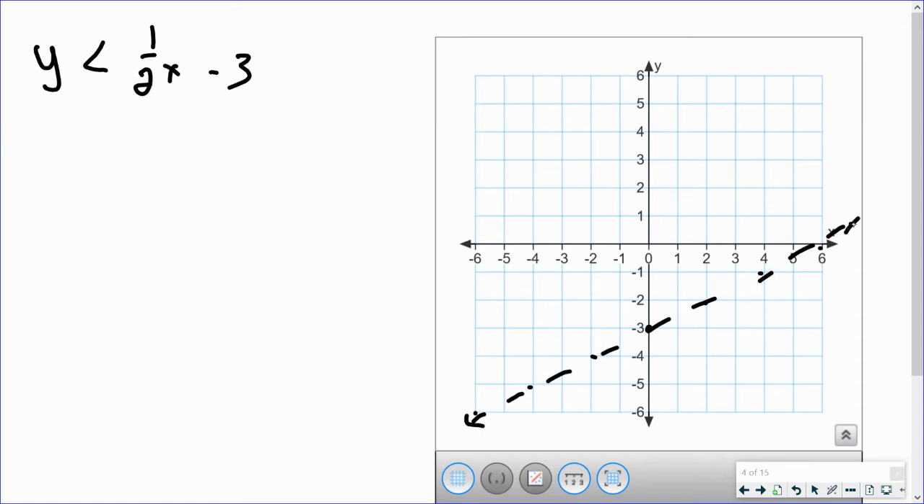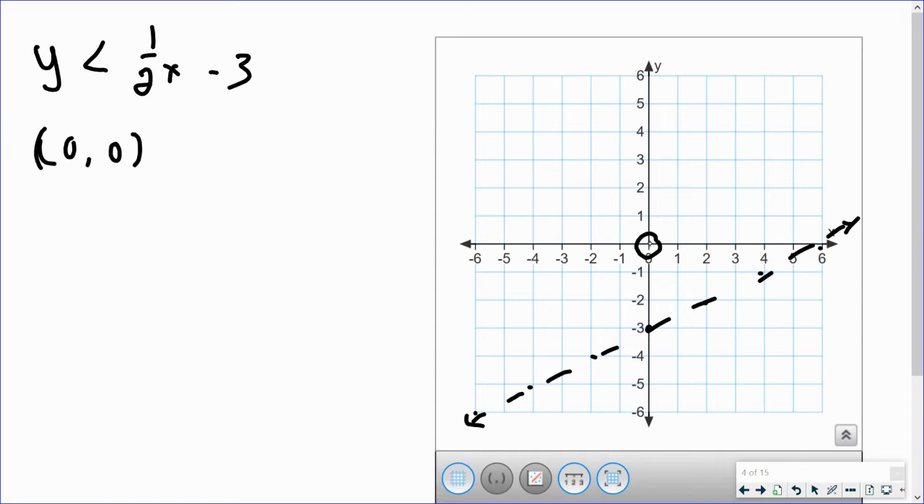Okay, so now that I have this, I'm going to choose my test point. Every time that I can, I'm going to choose a test point of 0, 0. If this line doesn't go through that point, use that point. It's just the easiest point that you can. So there's my test point.